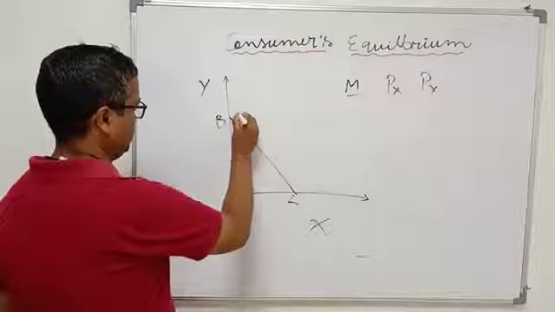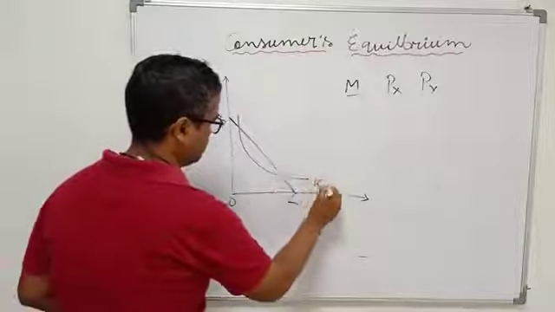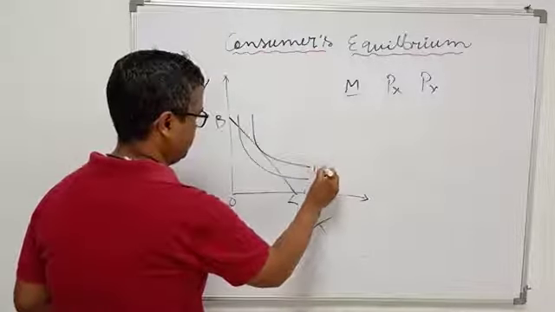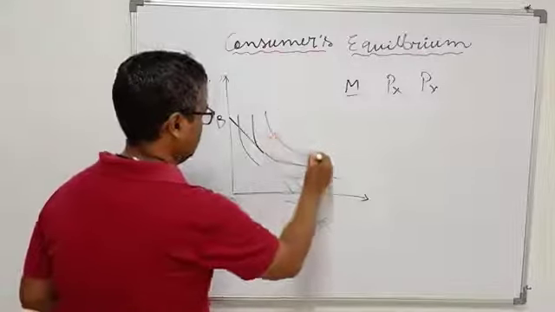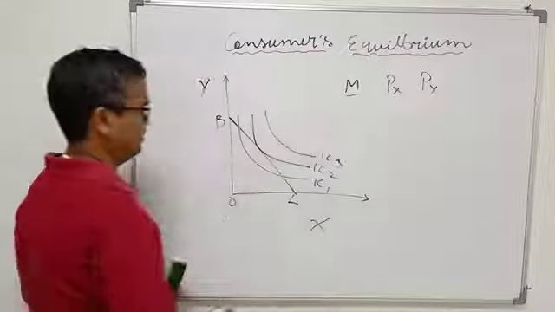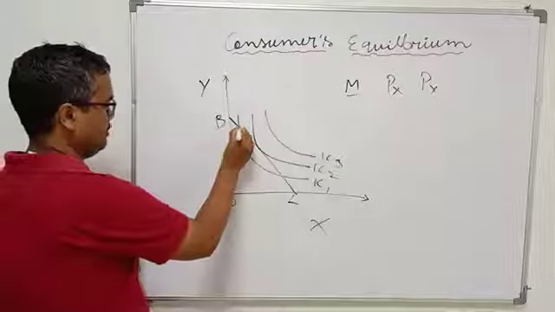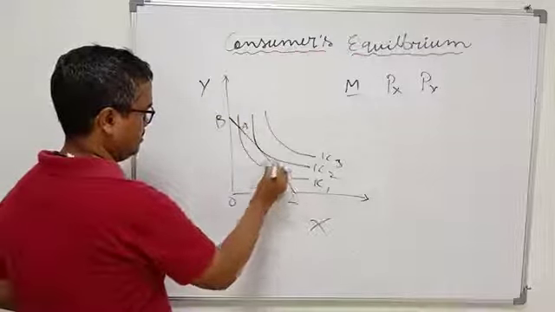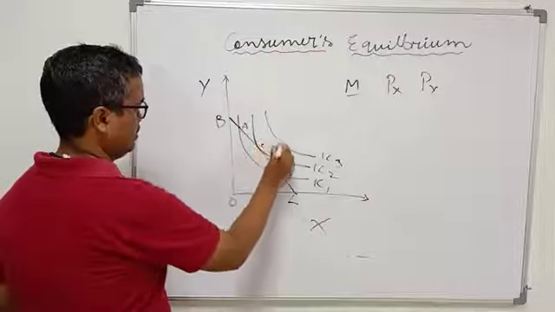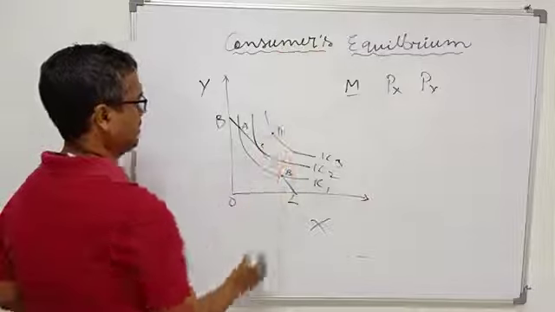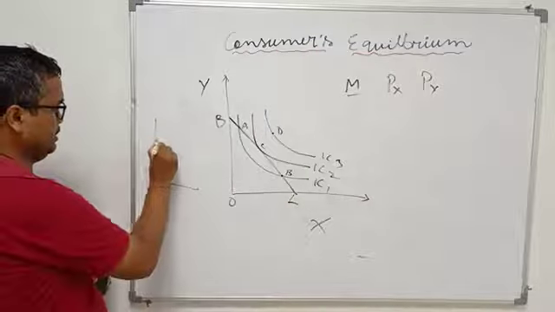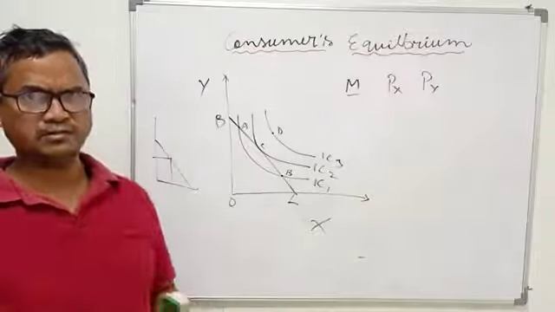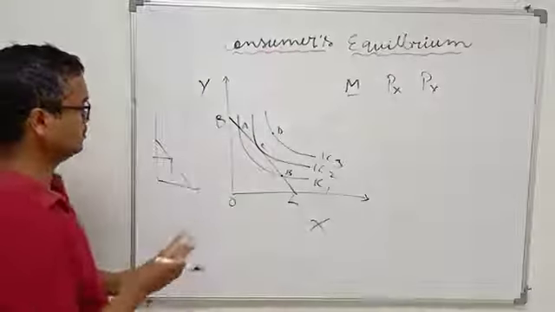I am drawing three indifference curves: indifference curve 1, indifference curve 2, indifference curve 3. So I am giving names to some certain points. Combination A, this is B, this is C, and this is D. These are combinations. Combination means this is the amount of how much Y and how much X we can purchase.